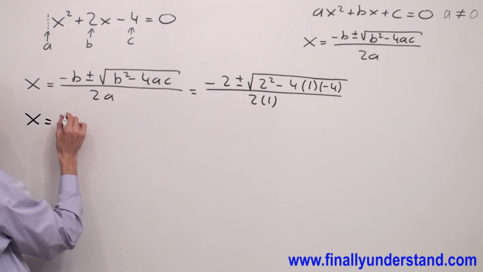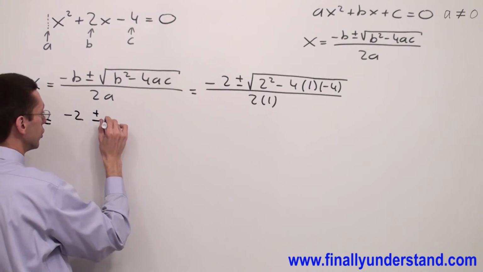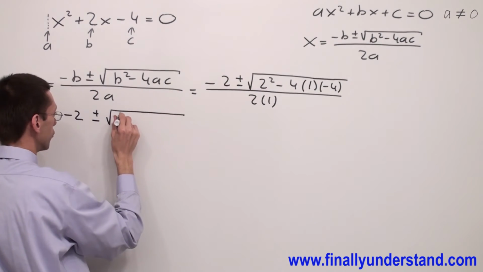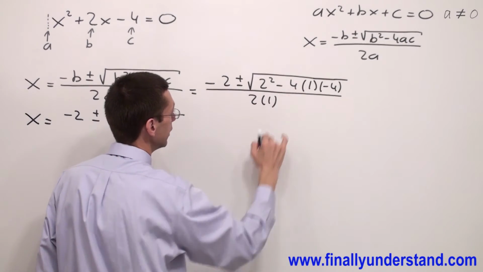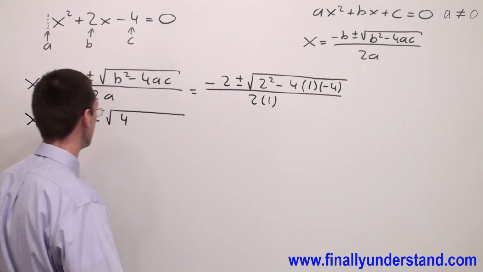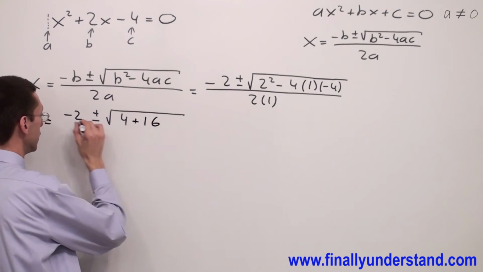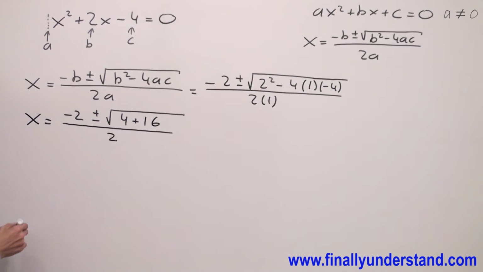X is equal to minus 2, I copy this down, plus minus square root of 2 to the second power, which is 4. I have negative 4 times 1 times negative 4, which is equal to positive 16, over 2. Next, we're supposed to perform the addition under the radical sign.